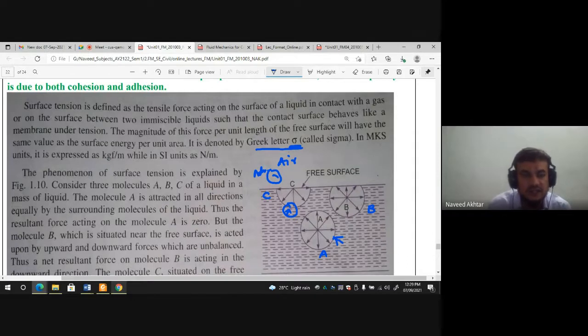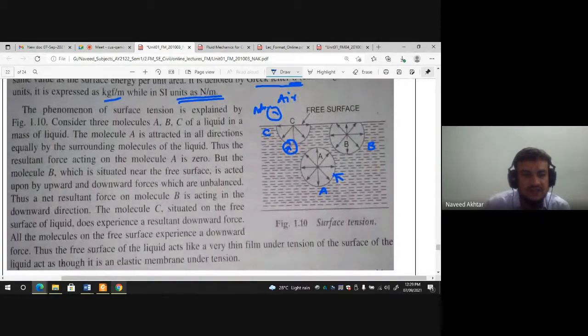In MKS unit, it is expressed in kgf per meter, while in SI unit, the surface tension is Newton per meter. Okay, so once again I will read that so that you can understand. The phenomenon of surface tension is explained by this figure 1.10.